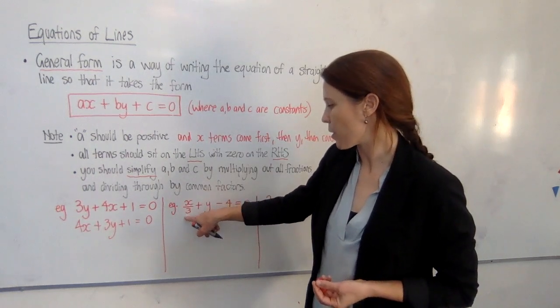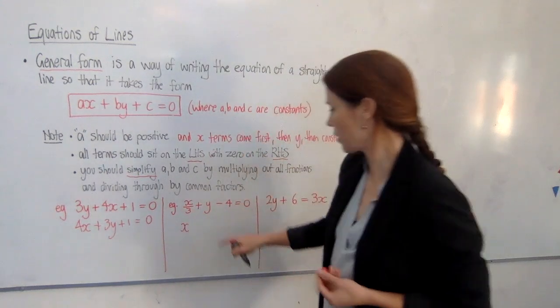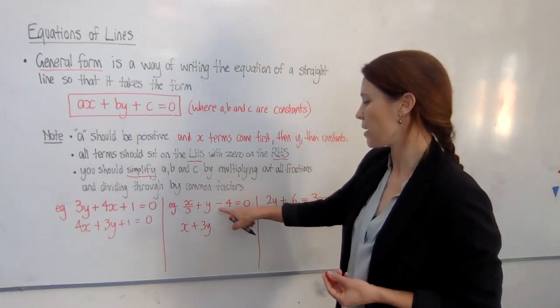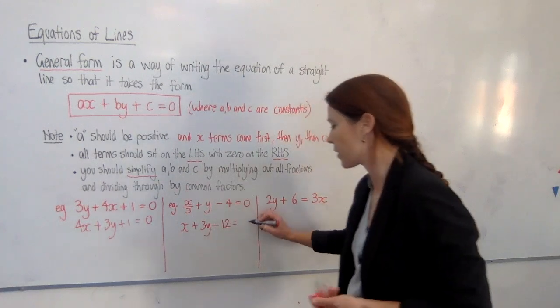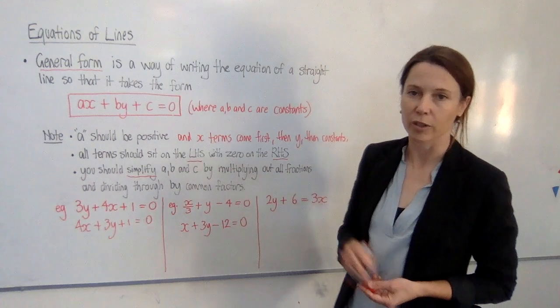So if we multiply this by 3, it just removes the divide by 3, and we just get x. If we multiply y by 3, we get 3y. If we multiply -4 by 3, we get -12. And multiplying the 0, of course, it's still 0. Check it now. It's looking good.